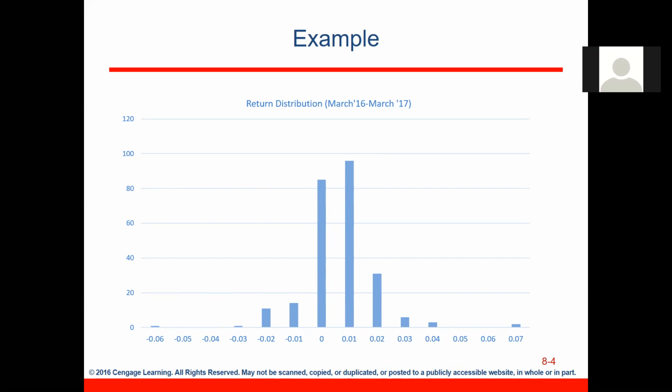Yeah, I think so. So it basically just shows the skew of the probabilities.